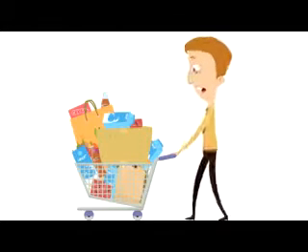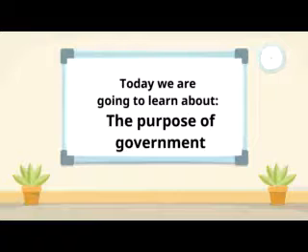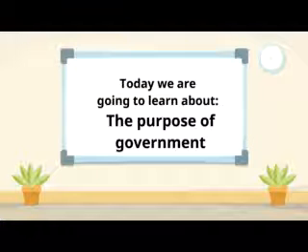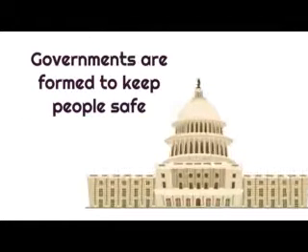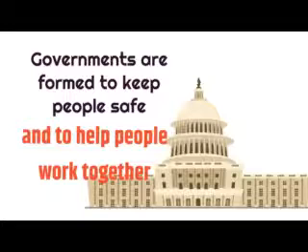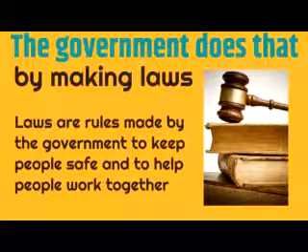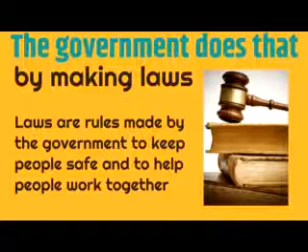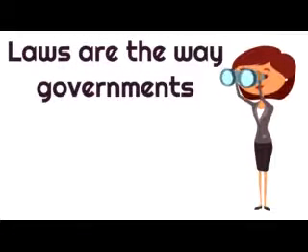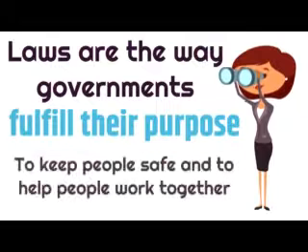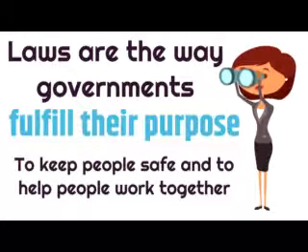Let's learn about the purpose of government. Governments are formed to keep people safe and to help people work together. The government does that by making laws. Laws are rules made by the government to keep people safe and to help people work together. You see, laws are the way governments fulfill their purpose to keep people safe and to help people work together.